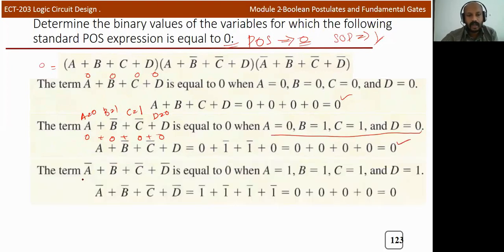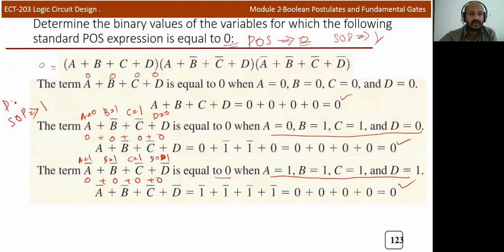Now the third term, A bar plus B bar plus C bar plus D bar, should be equal to 0. So in order to get this term equal to 0, A bar 0, B bar 0, C bar 0, D bar 0. In order to get A bar equal to 0, A is equal to 1. B bar equal to 0 means B is equal to 1. C bar equal to 0 means C is equal to 1. And D bar equal to 0 means D is equal to 1. So when the function's A, B, C, D values are 1, 1, 1, 1, the output is equal to 0. So when you are considering an SOP expression, I'll repeat, the function value should be equal to 1. When it is a POS form, we'll check for 0.